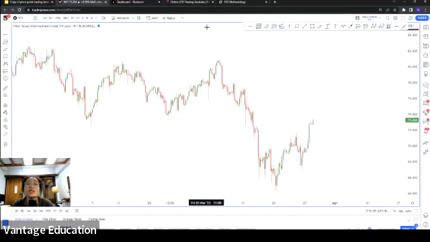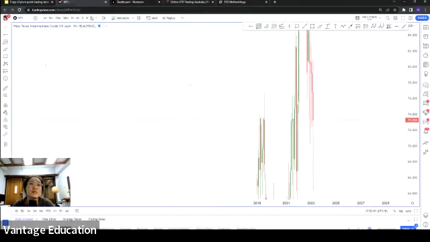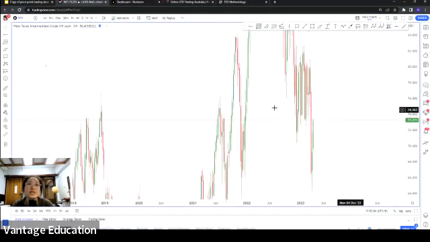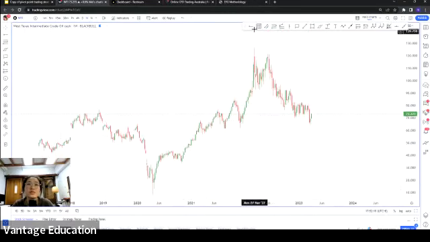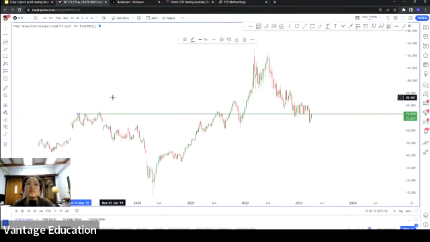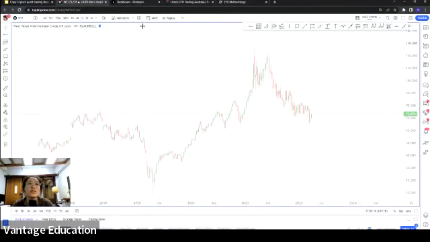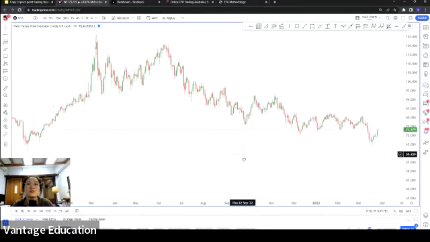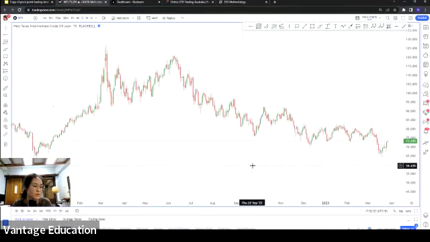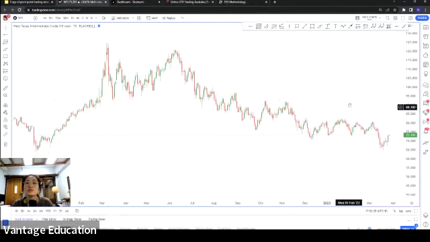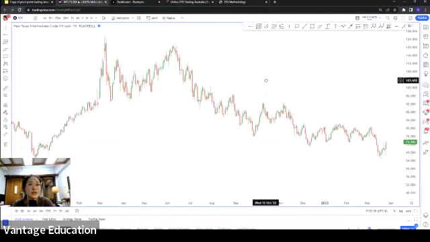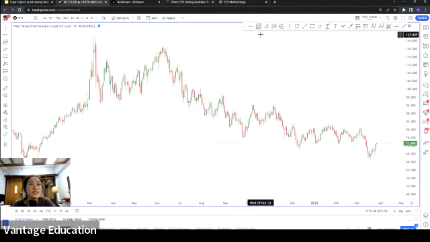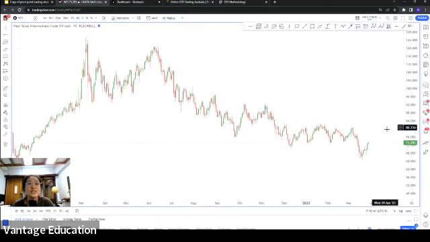Okay, so same thing before we start any analysis, we look at the larger time frames. Okay, let's start with weekly. Weekly, you can see price testing this level here. Okay, on a daily. Okay, here's the daily time frame. You can see price continuing in a downtrend.